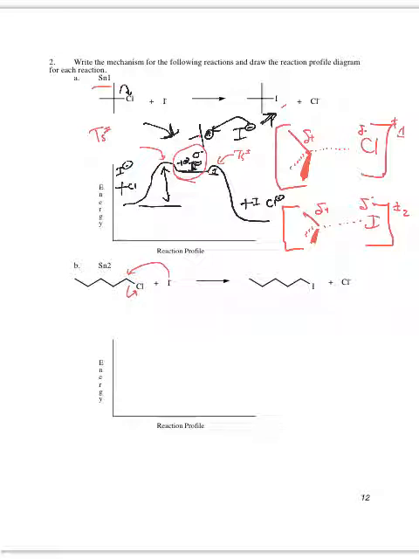We only have one step to our mechanism, so we're only going to have one peak that we have to go over. We have the activation energy here. We have our starting material of the alkyl chloride going to the alkyl iodide. I got an extra carbon in that.